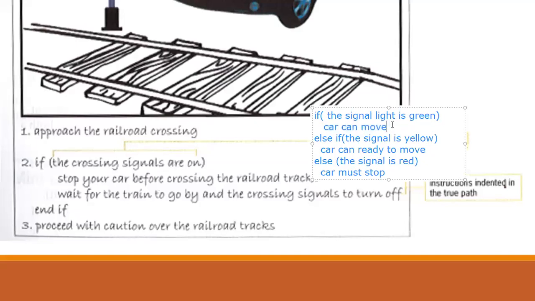But when it comes to sequence, there is no condition. All the instructions will be followed by the computer. But when it comes to selection structure, the computer doesn't follow all the instructions. Based on the condition only, it states which instruction it has to follow, right? So in this case, we are using selection structure.